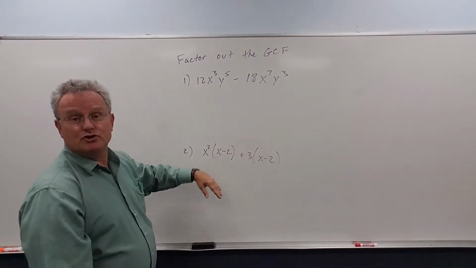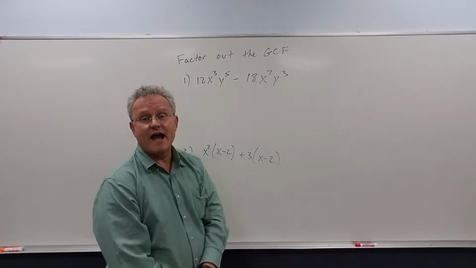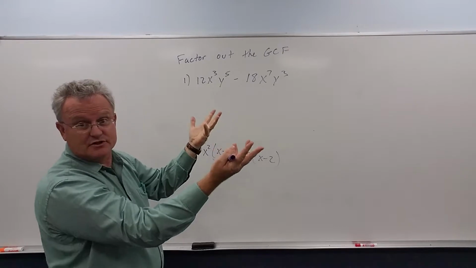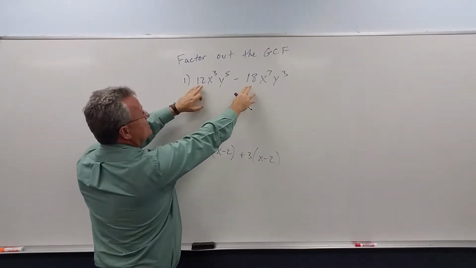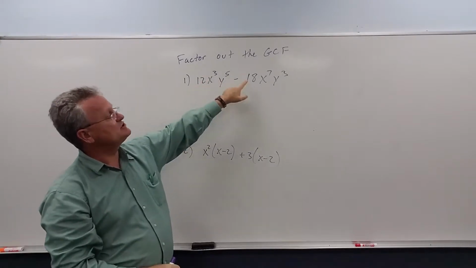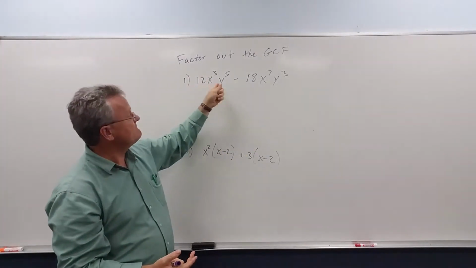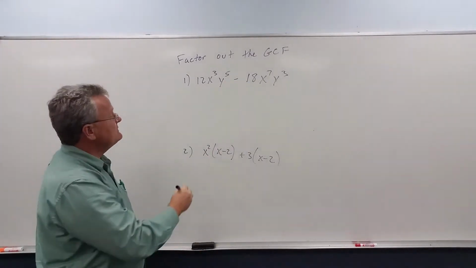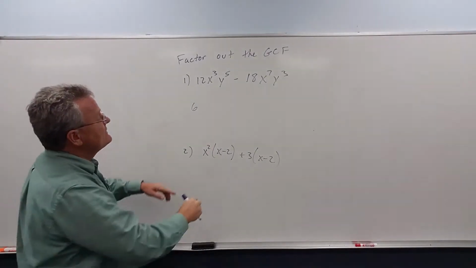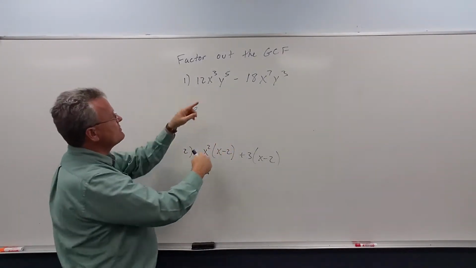Okay, so now we're going to do two problems where we factor out the greatest common factor, or the GCF. So, we start out, what is the greatest common factor for these? Well, what's the greatest number that divides into 12 and 18? The biggest number that divides into both of those evenly is 6. Now look at your variable part and you just select the smaller exponent.